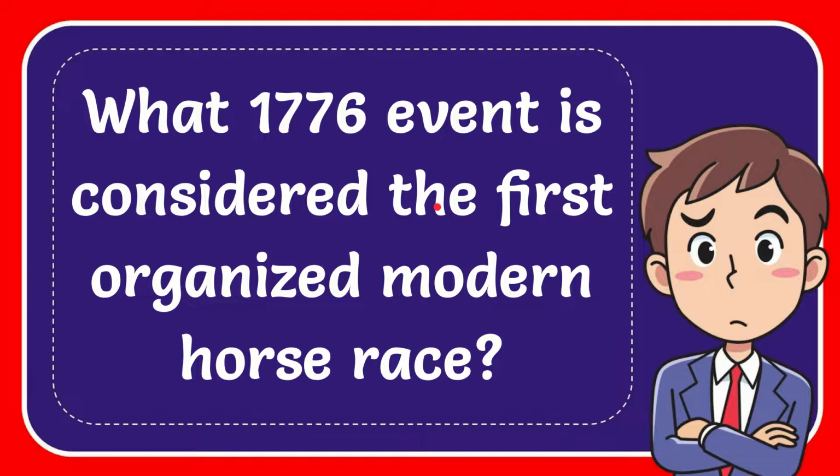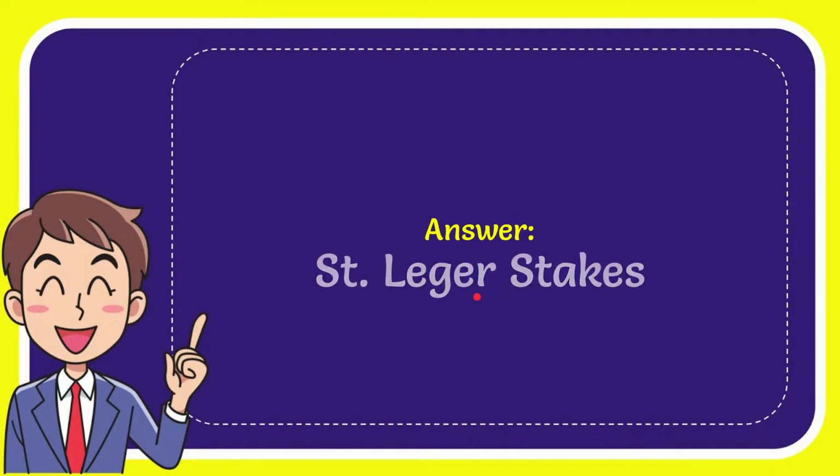In this video, I'm going to give you the answer to this question. The question is, what 1776 event is considered the first organized modern horse race? Now, I'll give you the answer to this question. The correct answer of the question is Saint Leger's Stakes. That is the answer to the question.